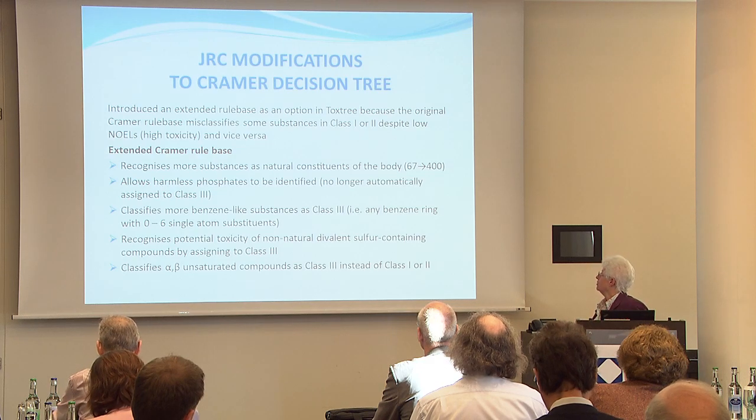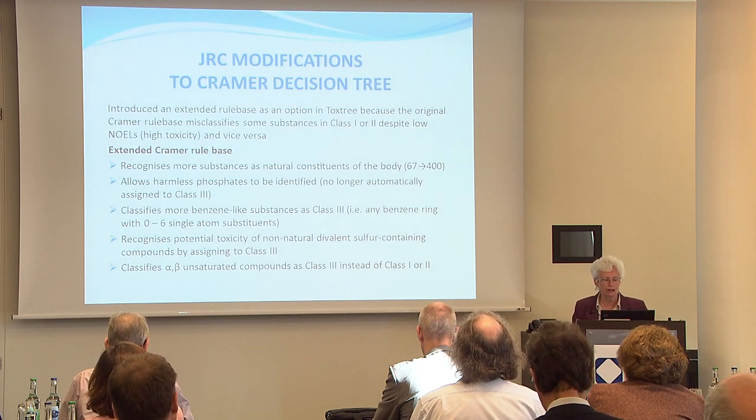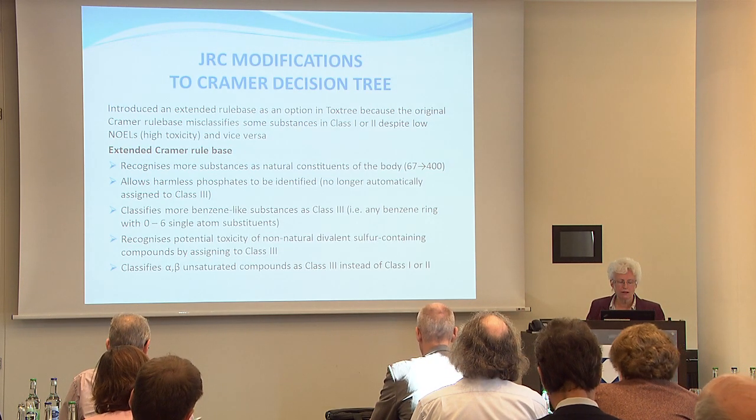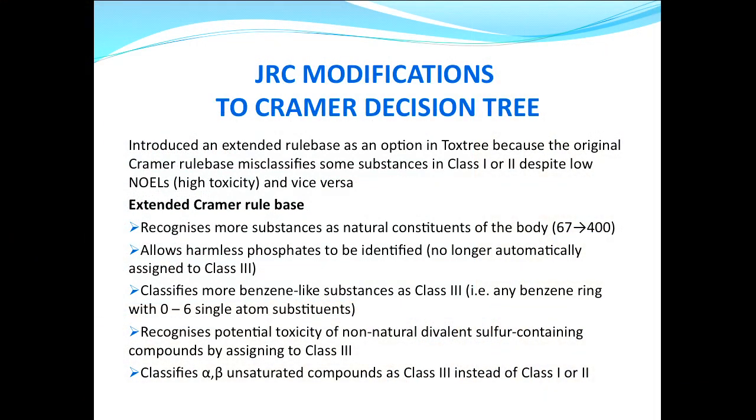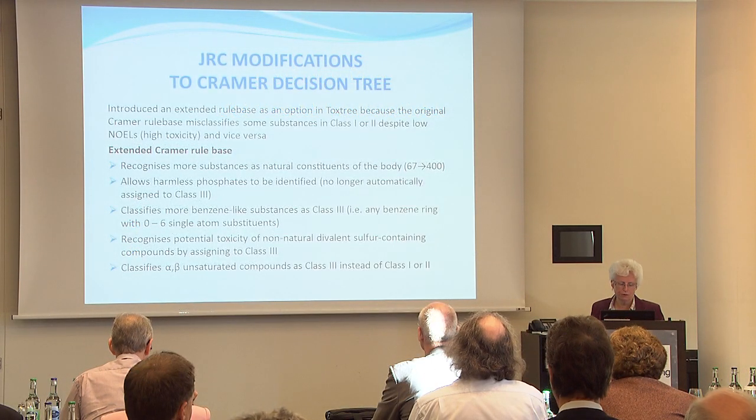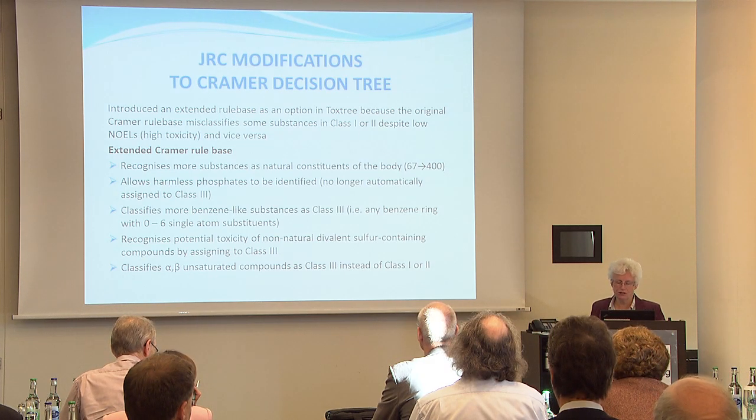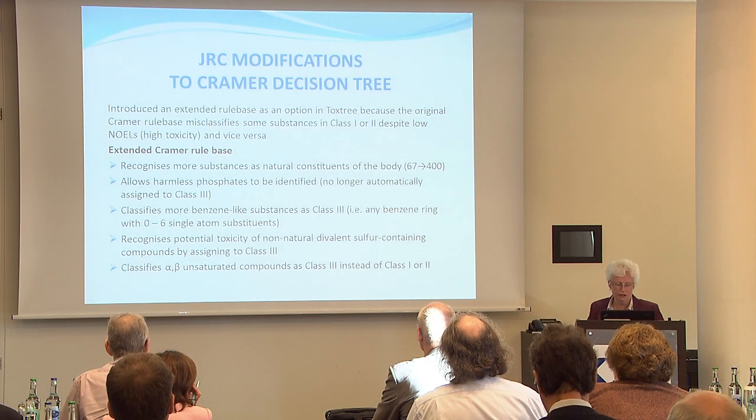So the JRC did introduce modifications to the decision tree that you find in the ToxTree software. They extended the rule base, and this rule base recognises more substances as natural constituents of the body. They've raised it from 67 up to 400. It allows harmless phosphates to be identified. These previously were automatically assigned to class 3. It classifies more benzene-like substances as class 3 than before. And it recognises the potential toxicity of non-divalent sulfur-containing compounds. These are also assigned to class 3. And alpha, beta unsaturated compounds, which occur commonly in the area of flavourings, are classified as class 3 instead of class 1 or 2, because the alpha, beta unsaturated configuration is an alert for toxicity.